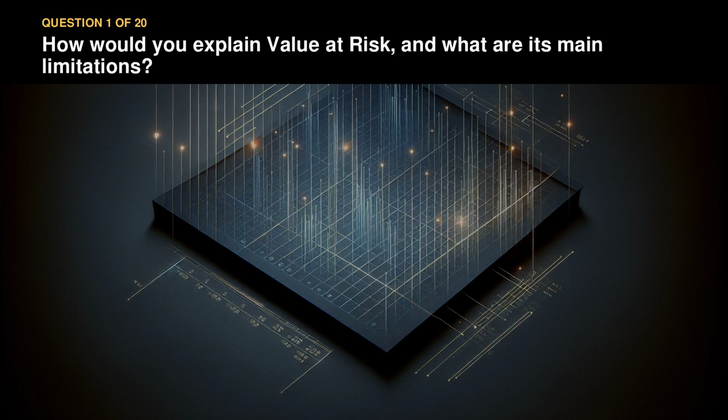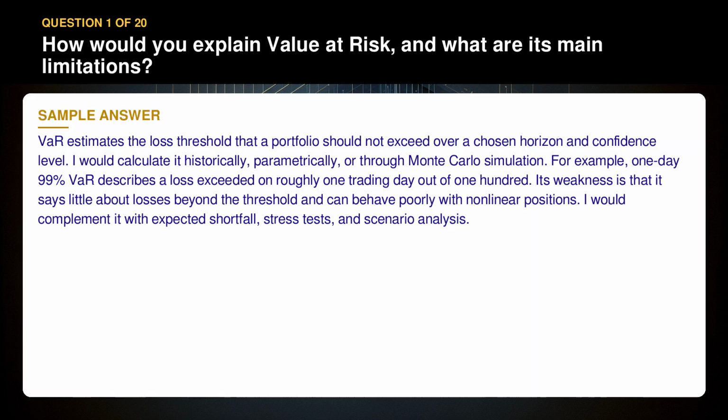Question 1. How would you explain value at risk, and what are its main limitations? VAR estimates the loss threshold that a portfolio should not exceed over a chosen horizon and confidence level. I would calculate it historically, parametrically, or through Monte Carlo simulation. For example, one-day 99% VAR describes a loss exceeded on roughly one trading day out of 100. Its weakness is that it says little about losses beyond the threshold and can behave poorly with nonlinear positions. I would complement it with expected shortfall, stress tests, and scenario analysis.